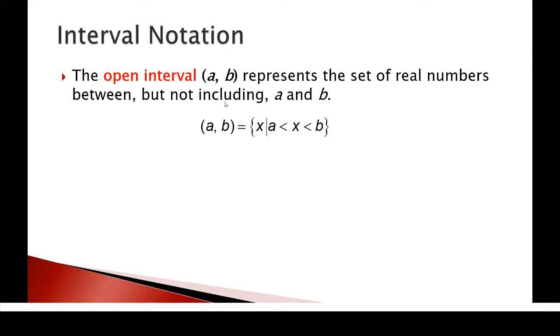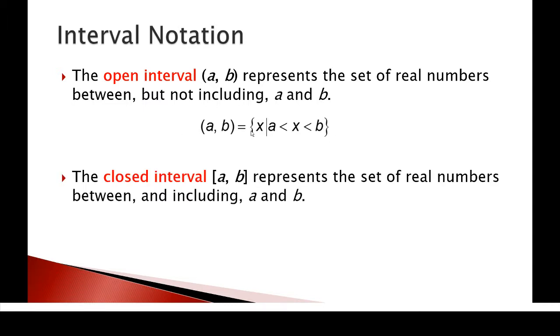So in mathematical notation, we represent the open interval (a, b) like this: all the values in between a and b but not including a and b. That is why you don't see an equal sign here.